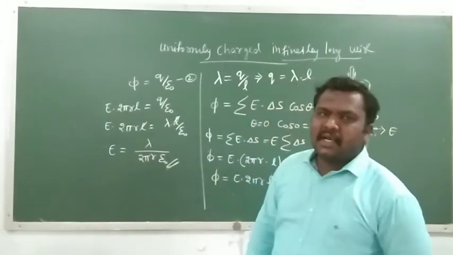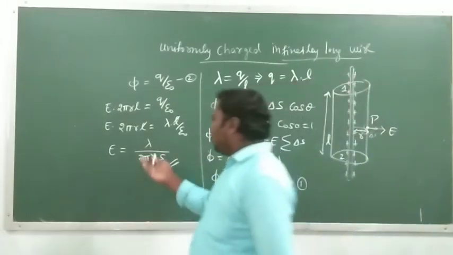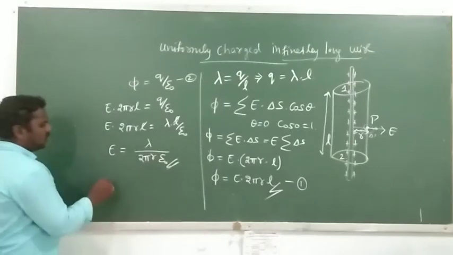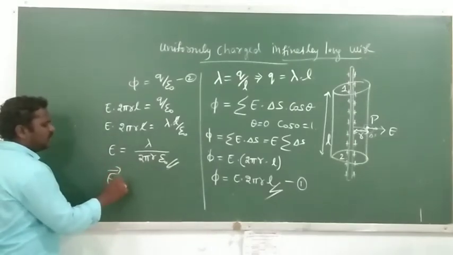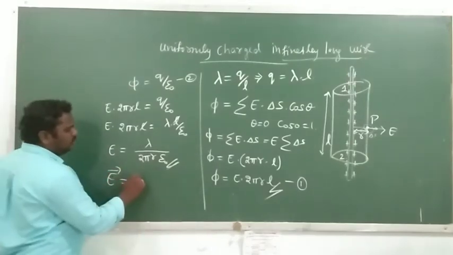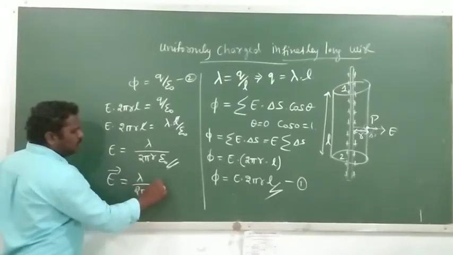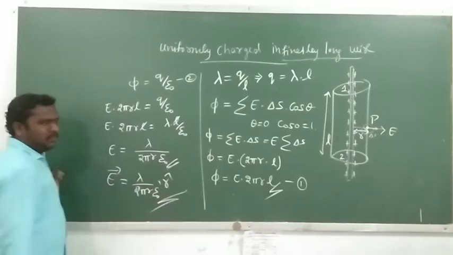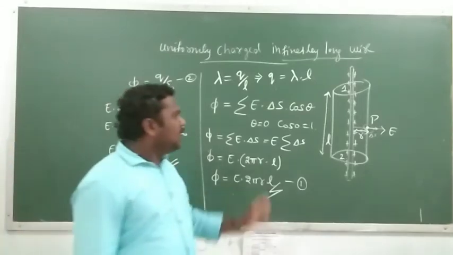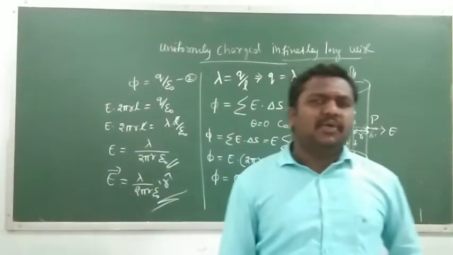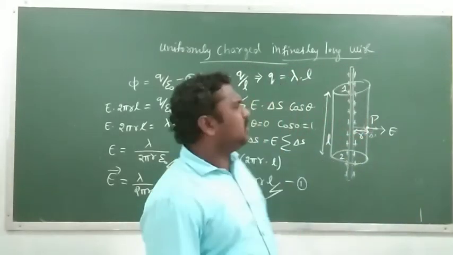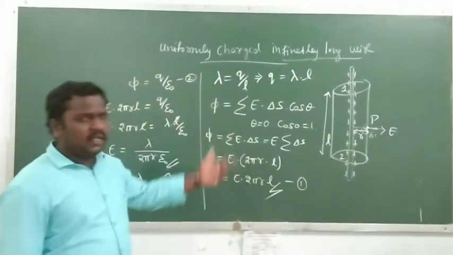Electric field E is equal to lambda divided by 2 pi r epsilon naught, where lambda is the linear charge distribution. And we know that electric field is a vector quantity, so we can represent this in the form of a vector. Vector E is equal to lambda by 2 pi r epsilon naught into r cap, where r cap is a unit vector along the direction of the electric field. So it's a very simple derivation. Yes, quickly we can recall the things.